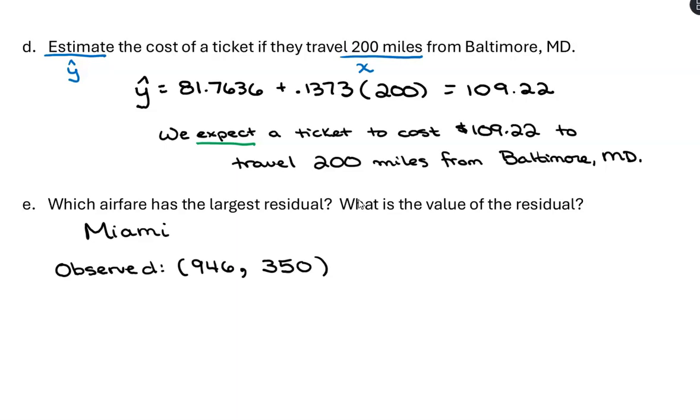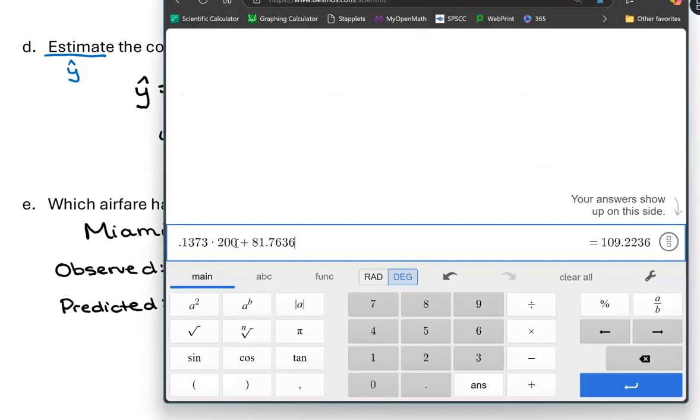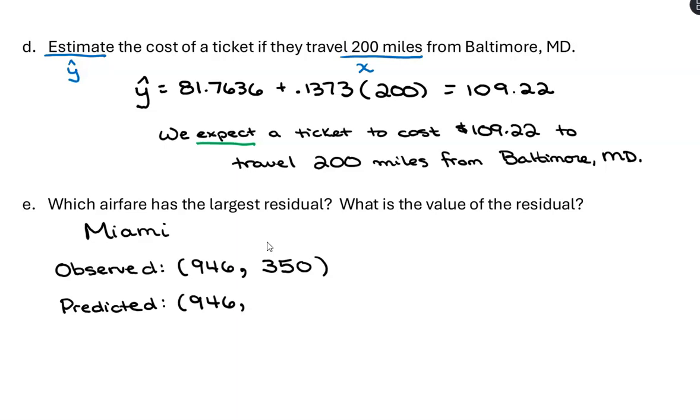So then what we want to do is to evaluate the residual, and we also need the predicted value. For the predicted value, same x value, but the y is going to come from the equation of the line. So I'm going to go back to where I plugged in 200 and swap that for 946. So I'm seeing 211.65. Again, that number is coming from the equation of the line. This is coming from the data set.